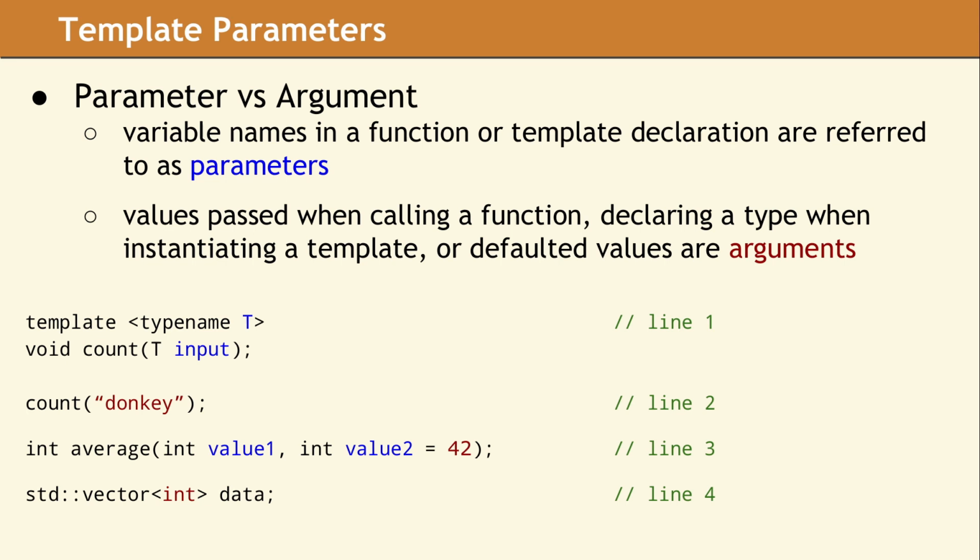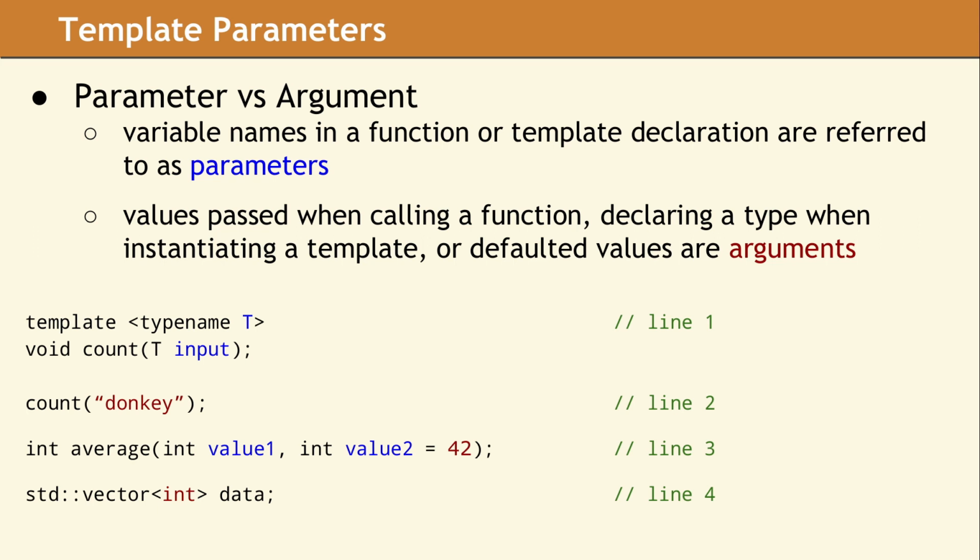The words parameter and argument are often used interchangeably, and we need to break this habit. Both of these terms have precise definitions in the C++ standard. A parameter refers to the variable name in a function or template declaration, and we have highlighted them in blue. The declaration on line 1 has a template parameter named t and a function parameter named input. An argument is typically data, like the string donkey shown in red on line 2.